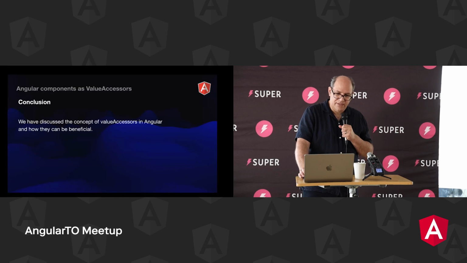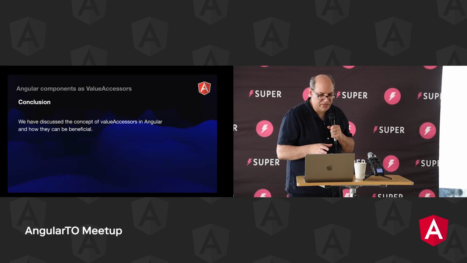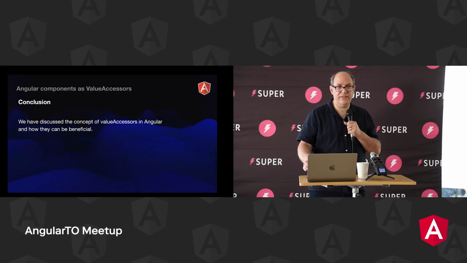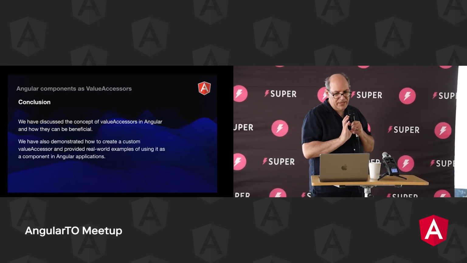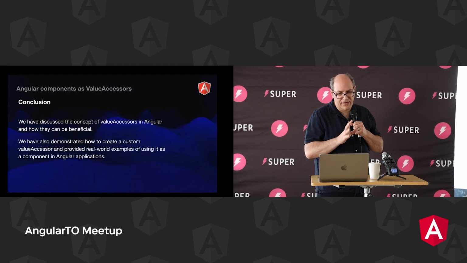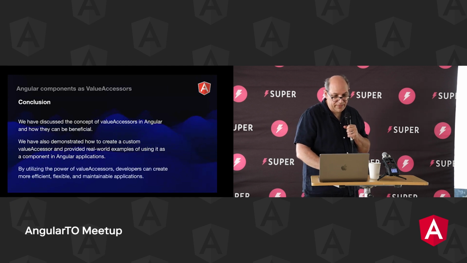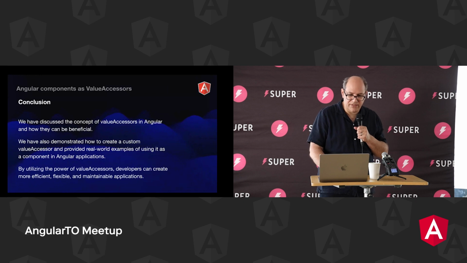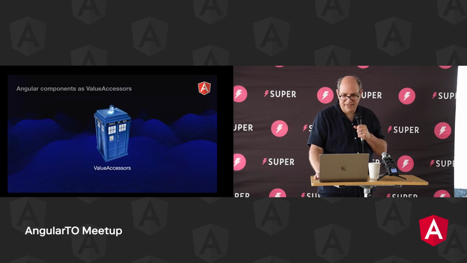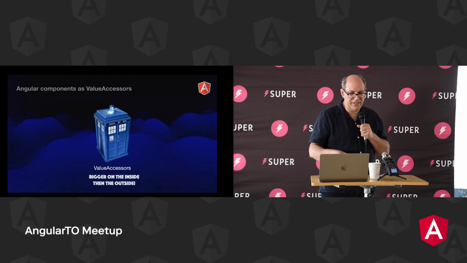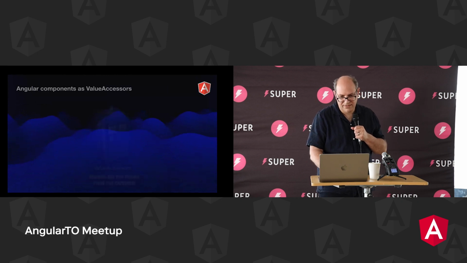And then of course, you can make those updates and persist or do anything you want with that data model, right? So as we discussed, the concept of value accessors in Angular and how they can be beneficial to us as developers. And it also demonstrated how we can create these custom value accessors and provide these real world examples that we have to contend with on a daily basis in Angular applications. So by utilizing the power of value accessors, developers can create more efficient, flexible, and maintainable applications, right? It's kind of like that blue box. Value accessors, they're bigger on the inside than the outside, right?